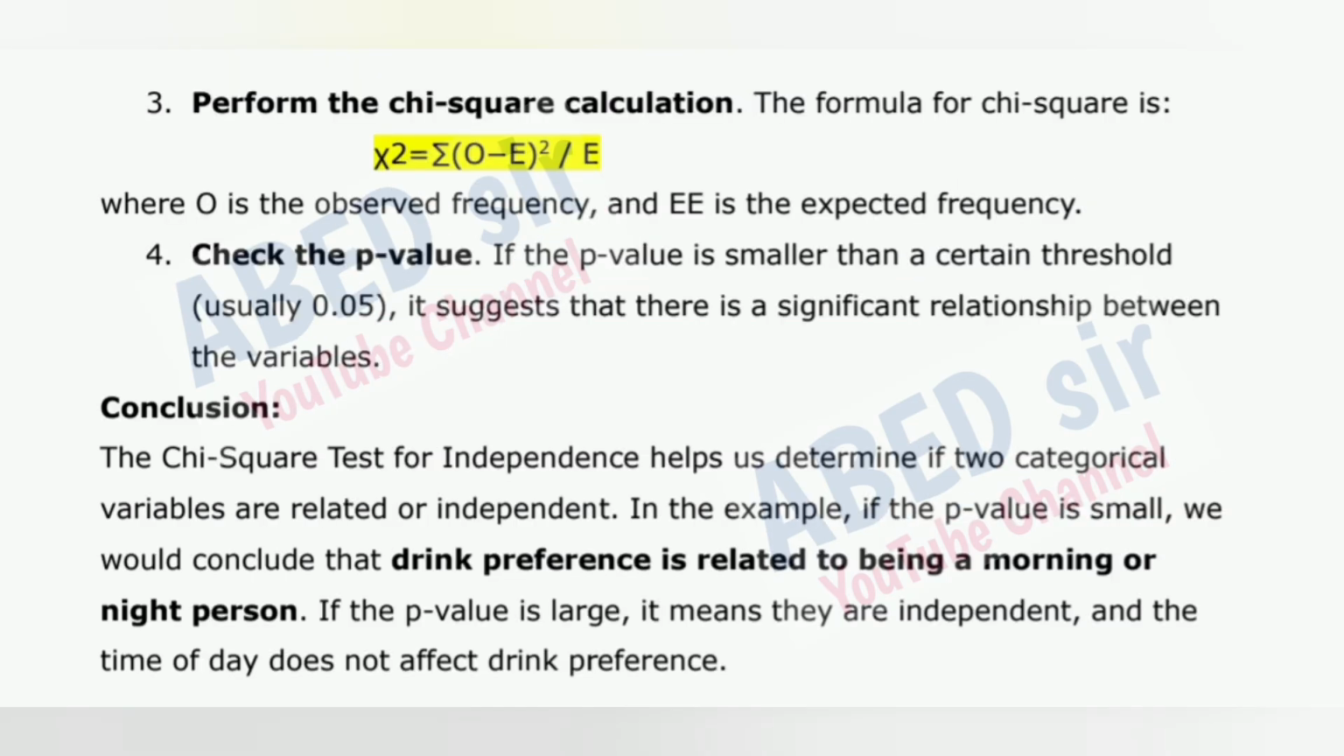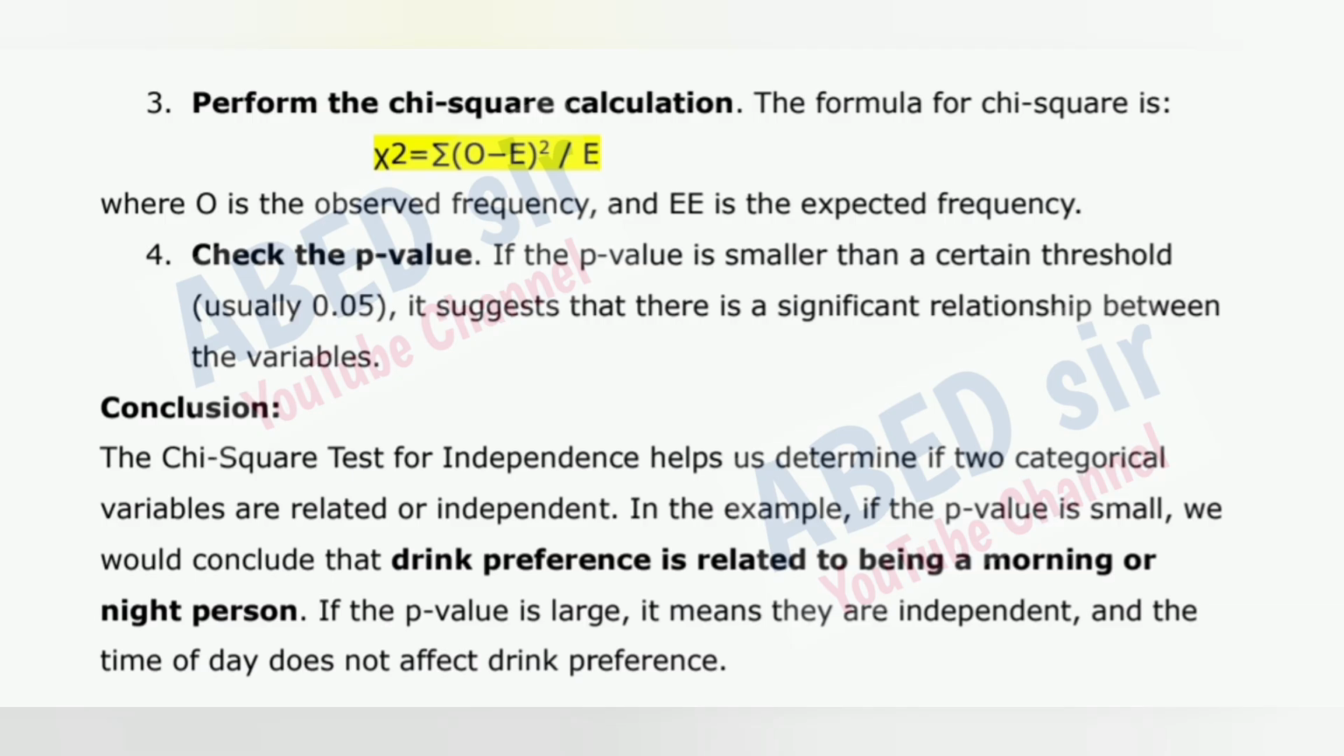3. Perform the chi-square calculation. The formula for chi-square is where O is the observed frequency and E is the expected frequency. 4. Check the p-value. If the p-value is smaller than a certain threshold, usually 0.05, it suggests that there is a significant relationship between the variables.